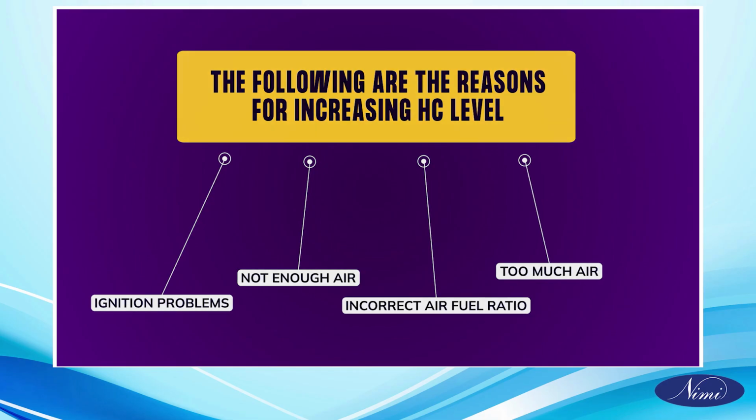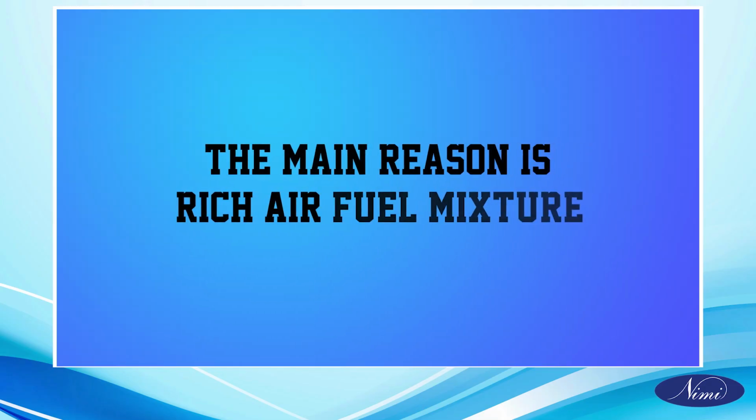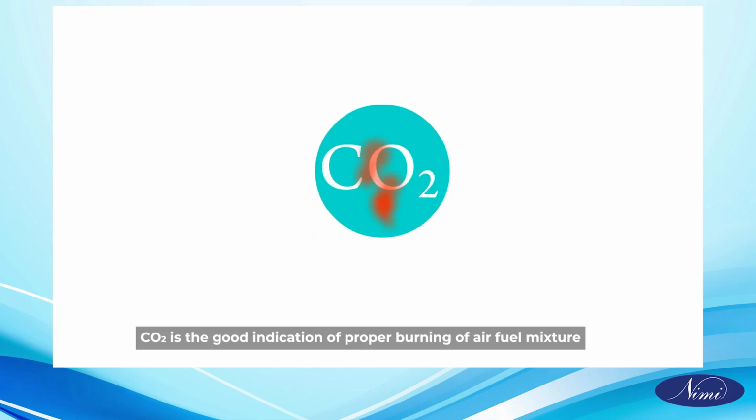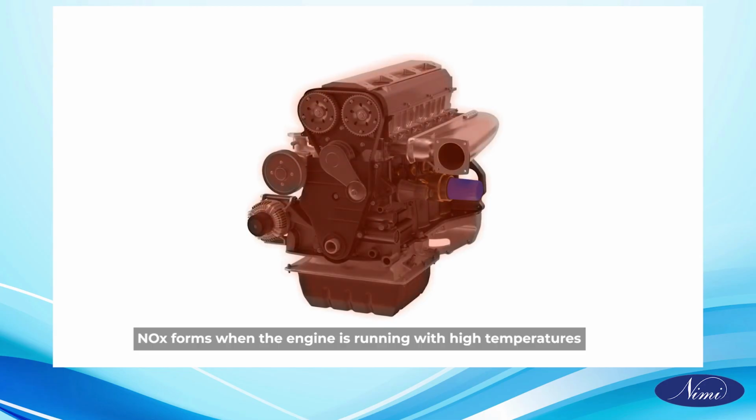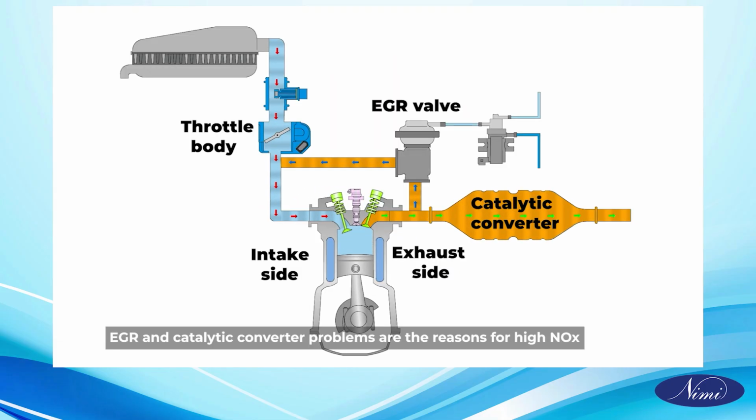Too much air. Carbon monoxide, CO, should be carbon dioxide, CO2, but there is not enough O2. The main reason is a rich air-fuel mixture. CO2 is a good indication of proper burning of the air-fuel mixture. NOx forms when the engine is running at high temperatures. EGR and catalytic converter problems are the reasons for high NOx.